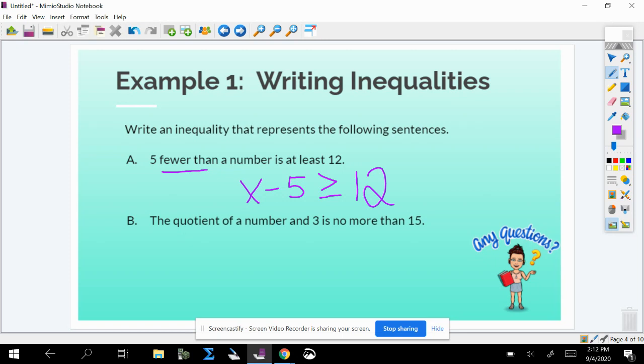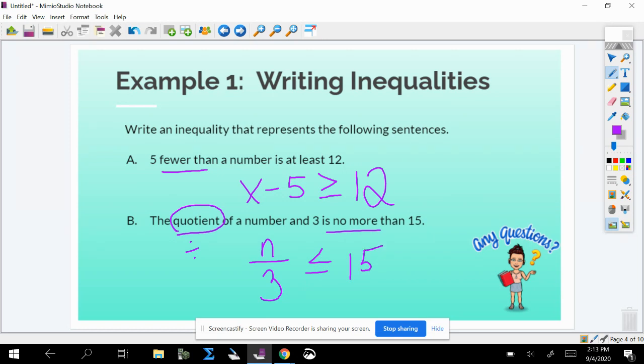If you're ever stuck, think of things in terms of money and food. Those are the things that people relate to the most. So if I want at least 12, that means I need to be greater than or equal to 12. The next one, when you see the word quotient, quotient should make you think division the moment you see it. So it's the quotient of a number and 3. We usually write it with a division bar instead of writing the symbol that you learned maybe in earlier years. No more than means it can go up to that amount. It can equal that amount, but it's not allowed to go over. So the way that we write no more than is less than or equal to 15. No more than has to be less than or equal to 15.